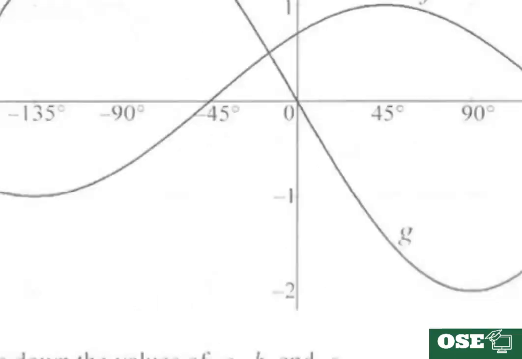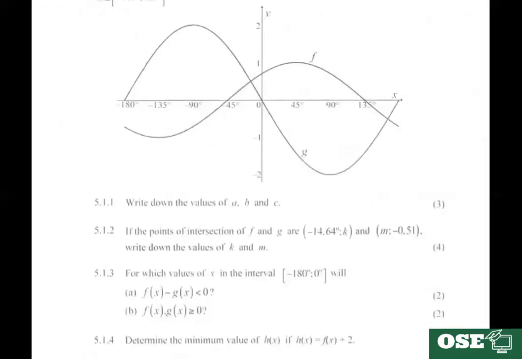Okay, as I was saying, what you can do is say if this is negative 0.51, then this will be positive 0.51, right? And then you will count the distance from 0 to 14.64 and add it here. So if you say 135 plus 14.64, what is your answer?